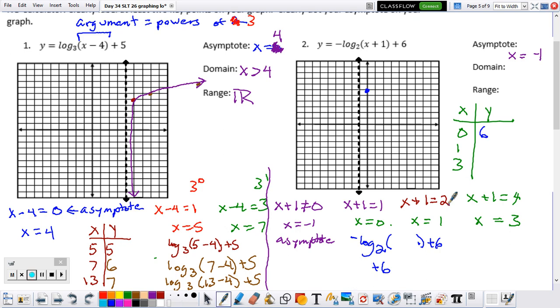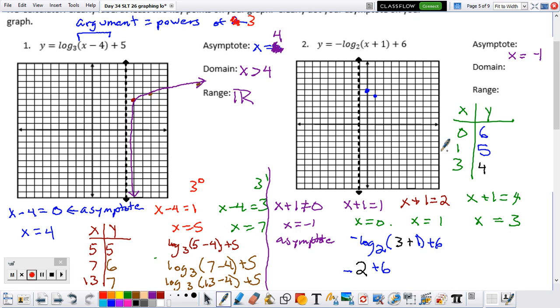All right, so now I'm going to put my next number in, which is 1. So I've got 1 plus 1 is 2. 2 to what power gives me 2? 1, but it's negative. So I've got negative 1 plus 6 is 5. So now I'm going to put 3 in. 3 plus 1 is 4. 2 to what power gives me 4? 2. But there's a negative, so it's really negative 2. Negative 2 plus 6 is 4.